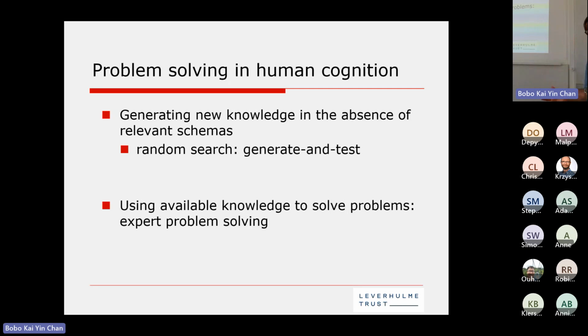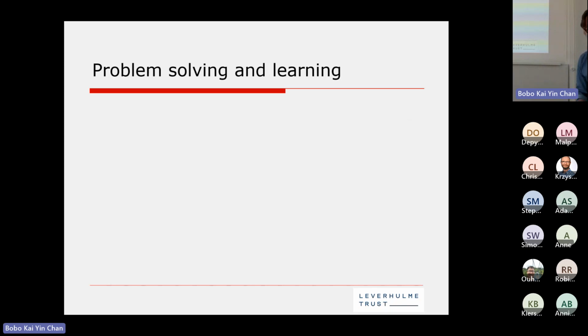So that's kind of a different aspect. One is generating new knowledge by random search, and another is using knowledge to solve problems in expert-like terms. So those are two aspects of problem solving in human cognition. And when we're talking about problem solving and learning, or learning and instruction, this is another aspect of the topic.